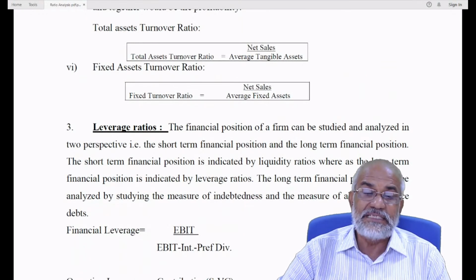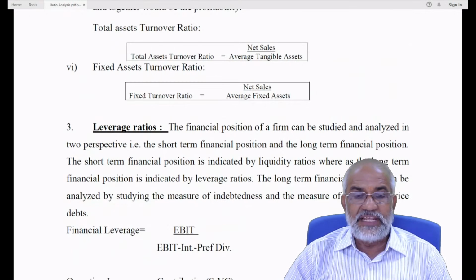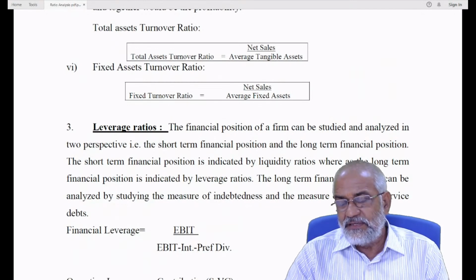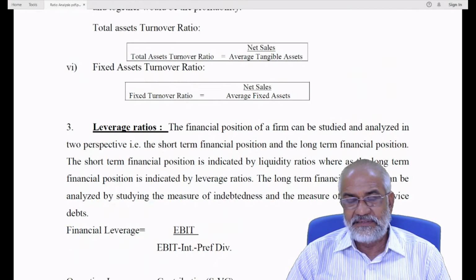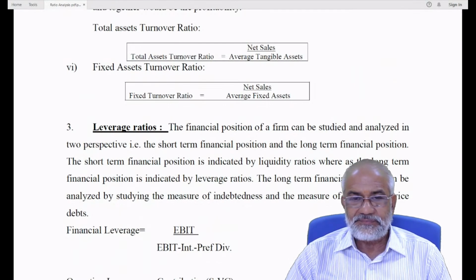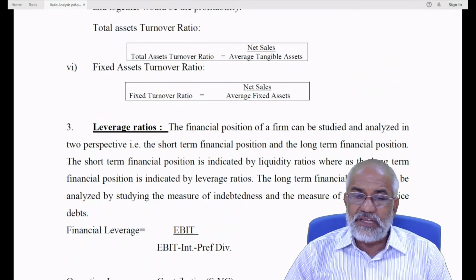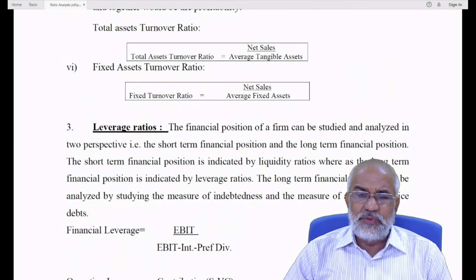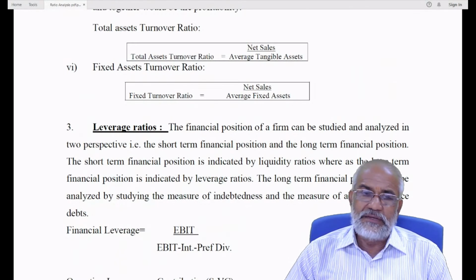Then come to the third category of classification of ratios, which speaks about the leverage ratios. Leverage comes from the word lever. Lever means which facilitates, which helps in doing things in a perfect manner. The financial position of a firm can be studied and analyzed from two perspectives: one is the short-term financial position and another is the long-term financial position.